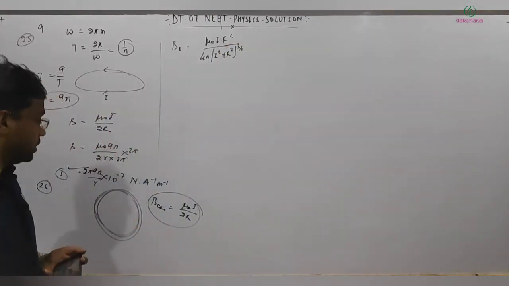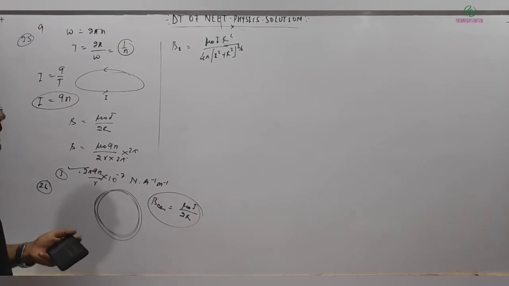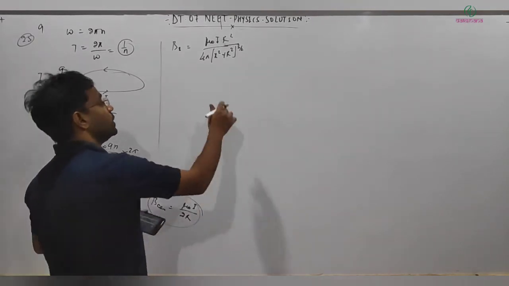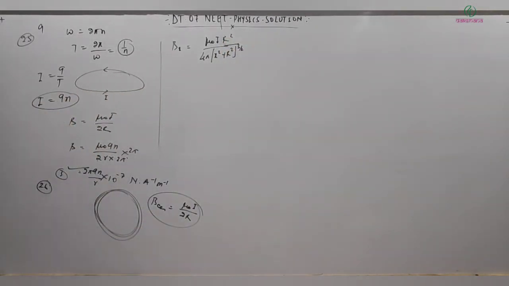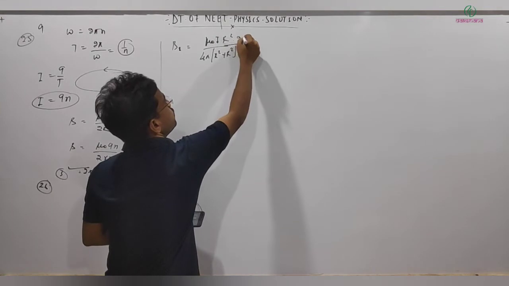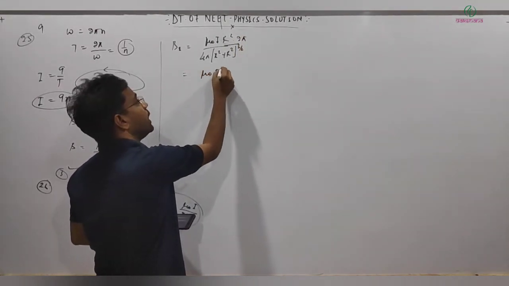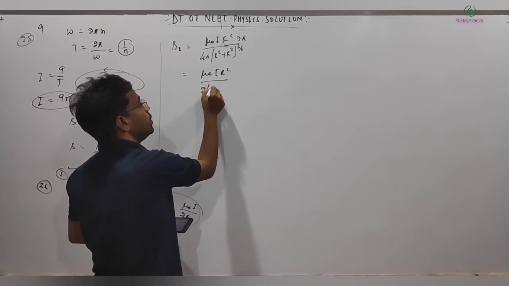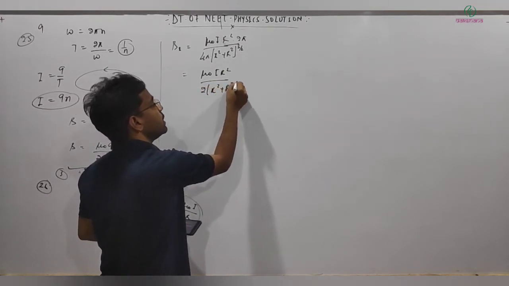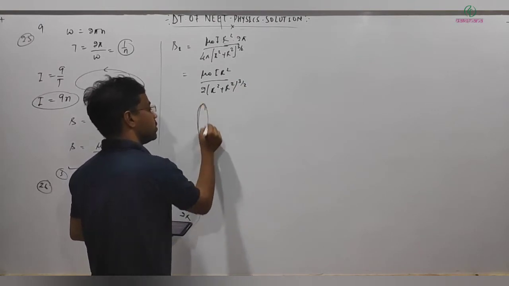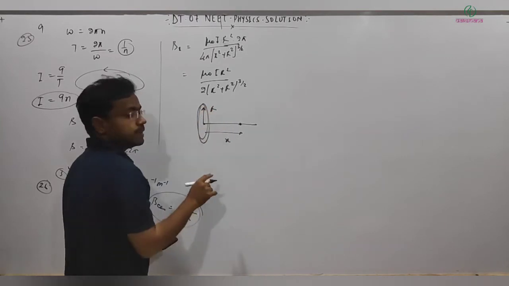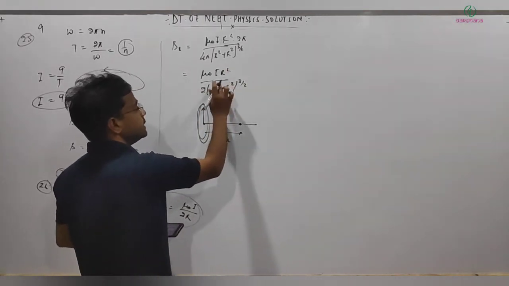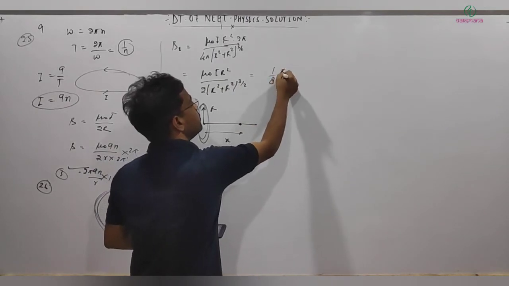Actually, either it's 2 pi or I can write it as mu naught into I into R square divided by 2 x square plus R square power 3 by 2. This is a coil, and at distance x from the center with radius R, B is given by this, and it's given that this quantity is equal to 1/8 of B at center.